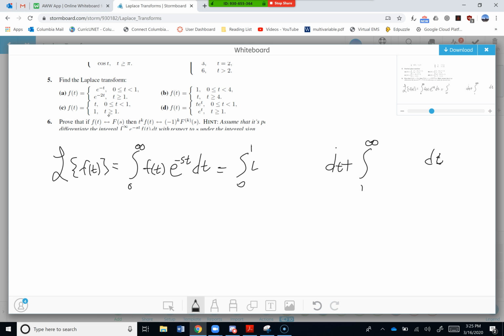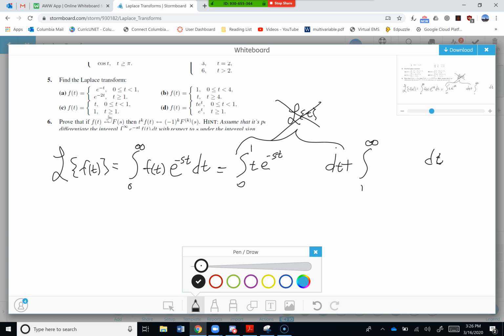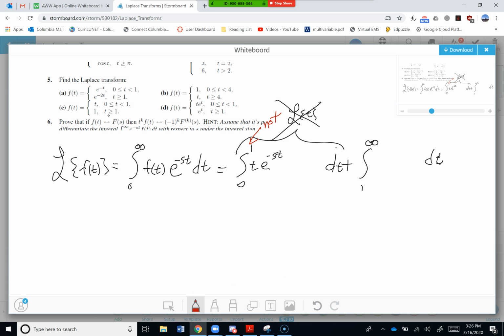T times e to the negative st. Perfect. Okay, and then there's a real tendency to look at that one and think that this junk looks like the Laplace transform of t, right? But it isn't. It's not even close. So it's easy to think that, but the bound is what really gets you, right? That this bound is not infinity.